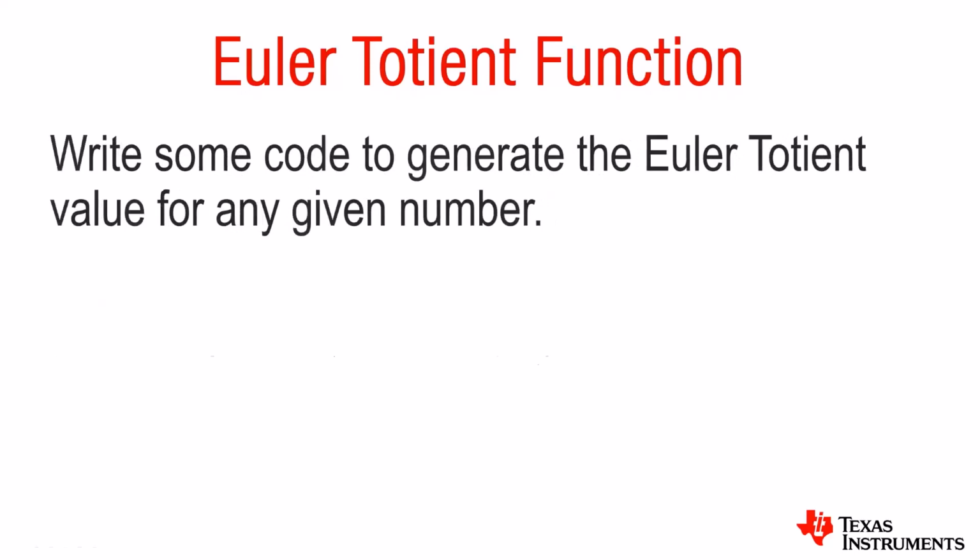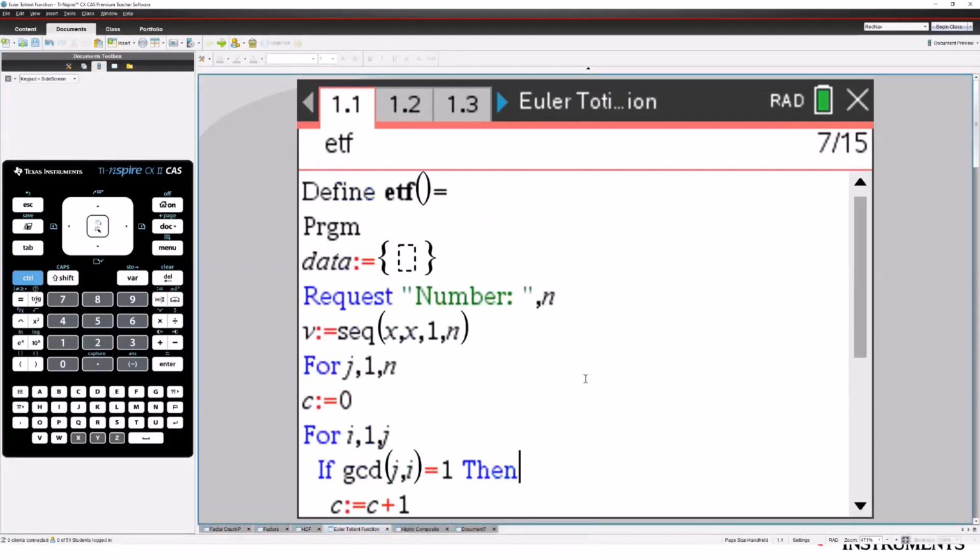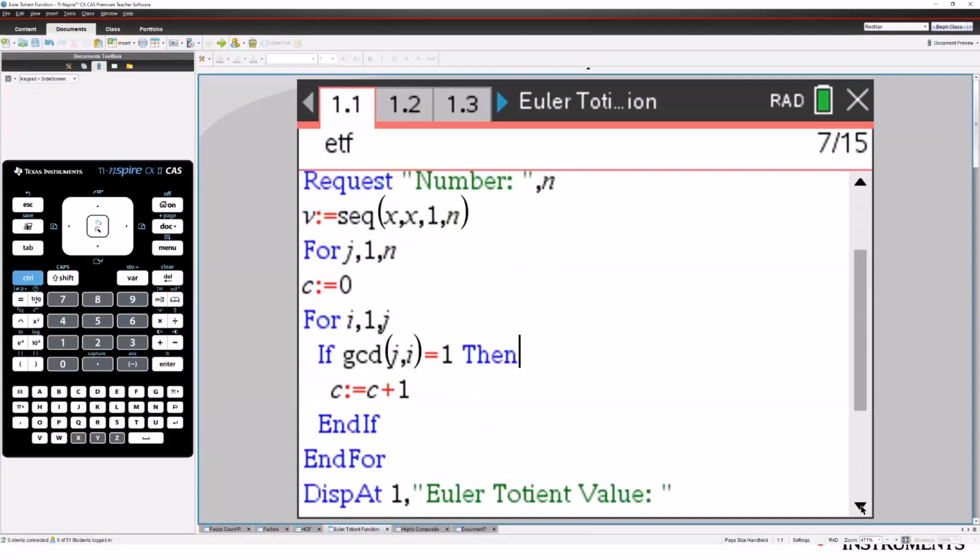Now we could write some code to do that. Well, because I knew the time frame would be somewhat problematic, let's have a look. So I created this variable called data. You can see I request the number n. Now this is going to do a lot more than just one Euler Totient value. It's actually going to do a whole stack.